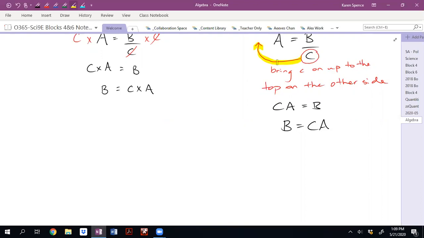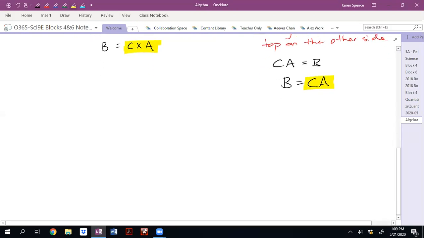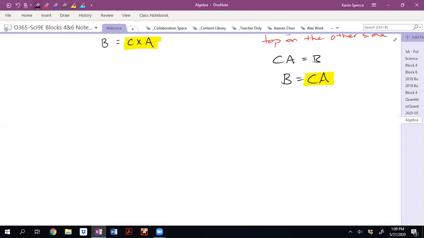Okay, but for many people, showing the work so that they don't get confused is an important step, okay? And just so that you know, writing C times A is the same as just writing CA when we're talking about formulas, okay? So that's one thing. That's our first example.